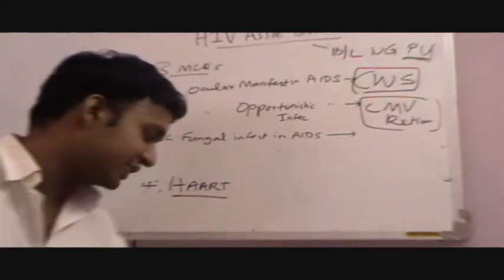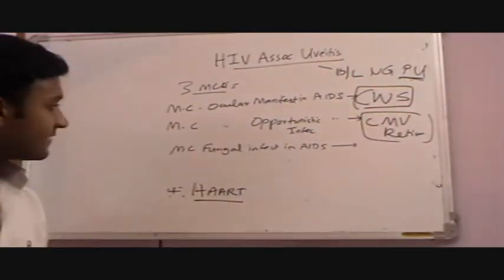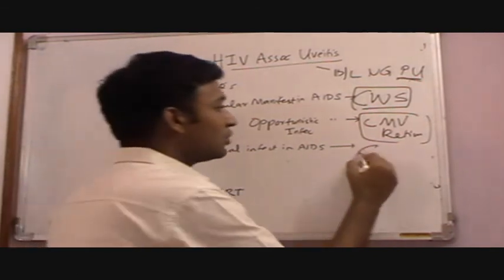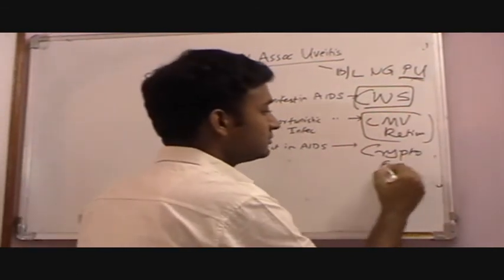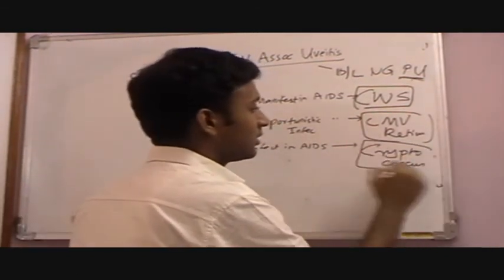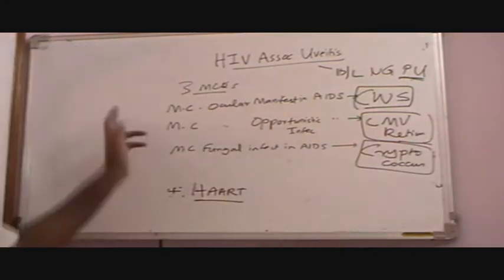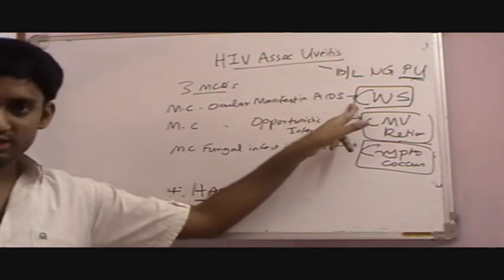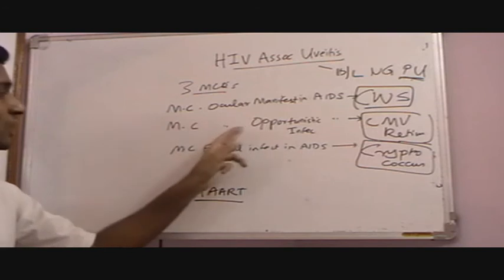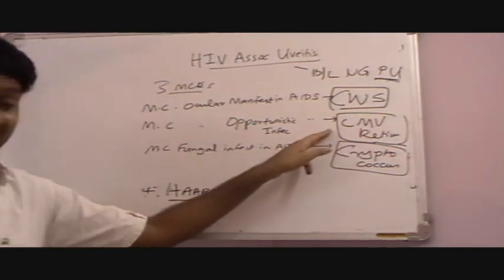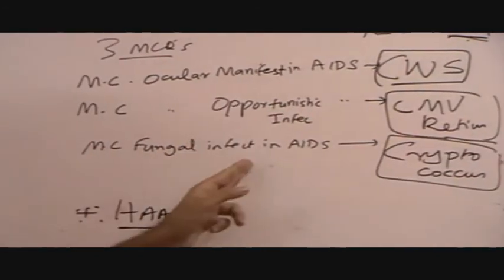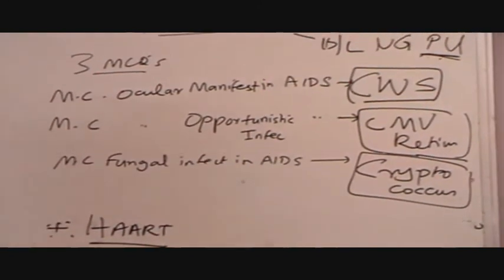They will ask another question. What is the most common fungal infection in AIDS? The most common fungal infection in AIDS is Cryptococcus. So most common ocular manifestation in AIDS is cotton wool spots. Most common ocular opportunistic infection is CMV retinitis. Most common fungal infection in AIDS is Cryptococcus neoformans, which is a fungus.